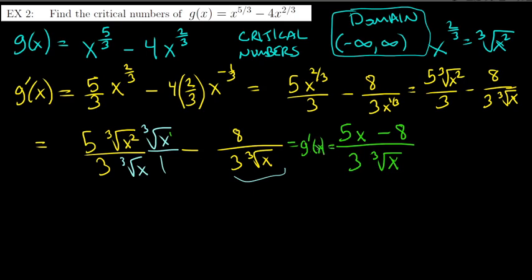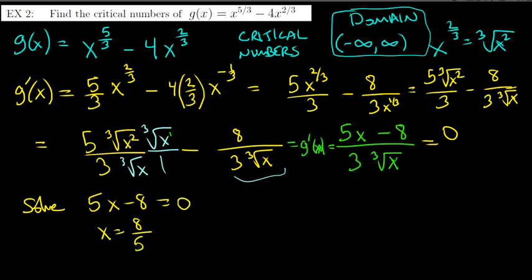Got it? Okay, so if that's the derivative, where does it equal 0? Remember, we don't care what the denominator is as long as it's not 0, right? A fraction is 0 when the numerator is 0. So we can multiply both sides by the denominator, and then we just have to solve the equation 5x minus 8 equals 0. And that's not hard. You get x equals 8 over 5, right? I hope. Or 1.6 if you prefer decimals.